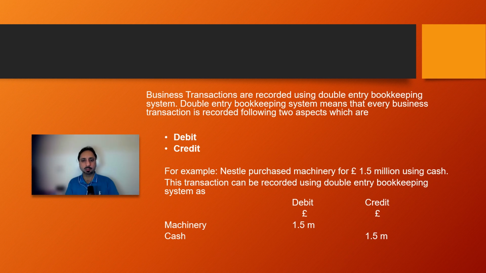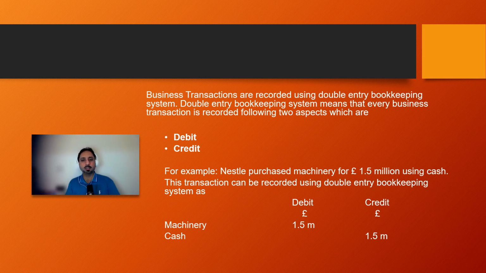I'll try to clarify this concept with an example. For example, Nestle purchased machinery for £1.5 million using cash. So it is your business, and you have to think that you are the owner of Nestle Corporation or an accountant working at Nestle Corporation. Your company, Nestle, purchased machinery for £1.5 million using cash. Now this business transaction has two aspects. One is debit and one is credit.